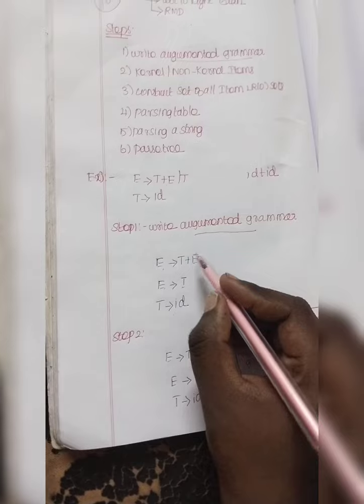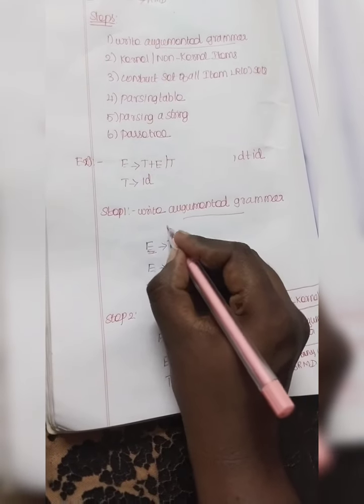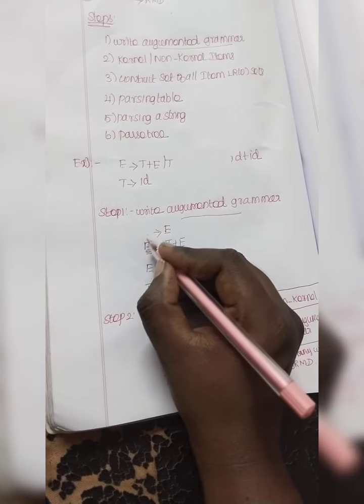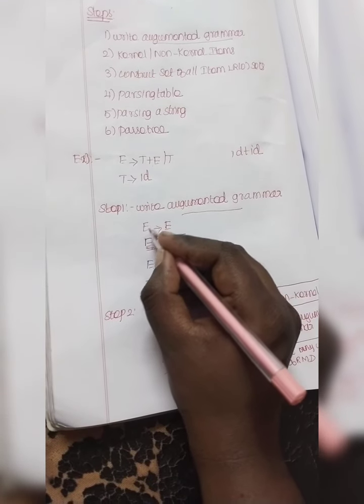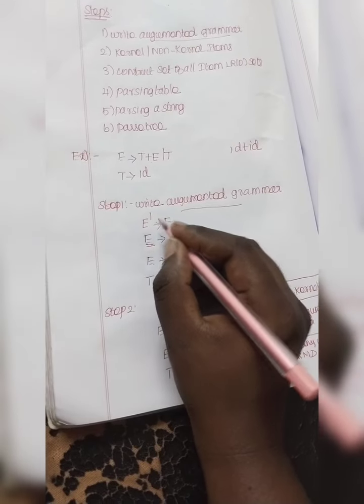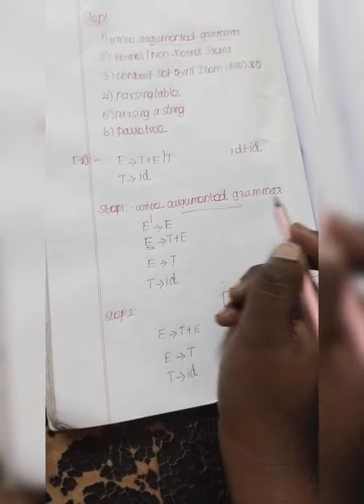Then again you need to write the starting symbol. Here E is the starting symbol. Along with that, you have to write E dash tends to E, another starting symbol. If it has S, you have to write S dash. Likewise you have to write. This is how to write an augmented grammar.